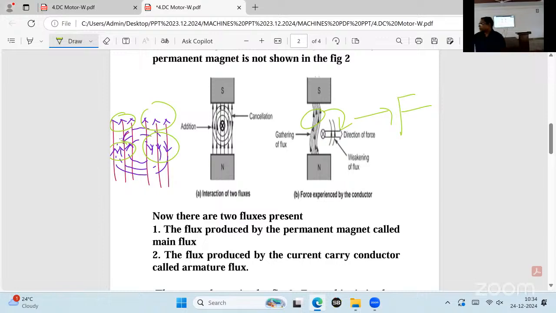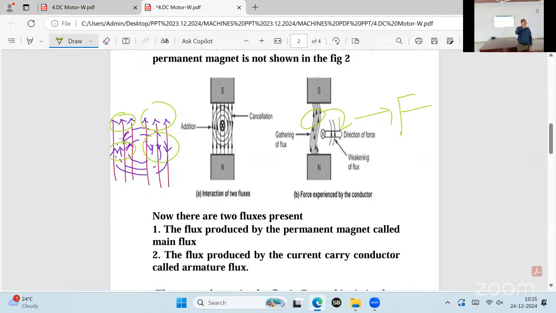What do you understand by the fourth diagram? We got more flux on the left side and less flux on the right side. Strong flux, weak flux.